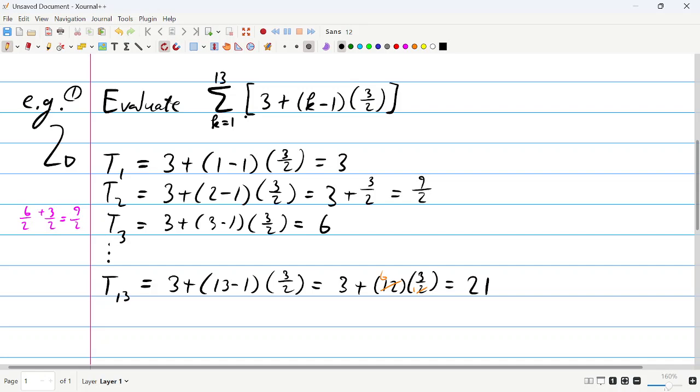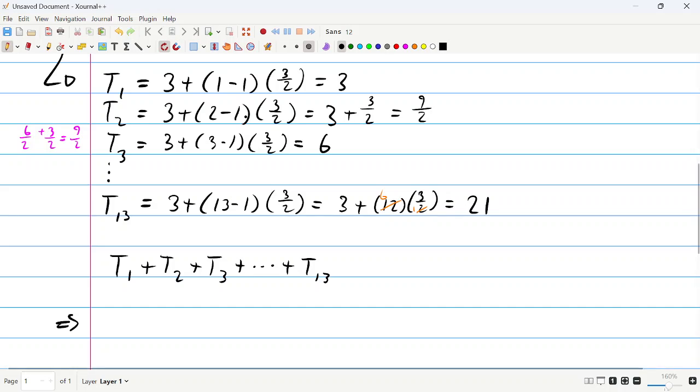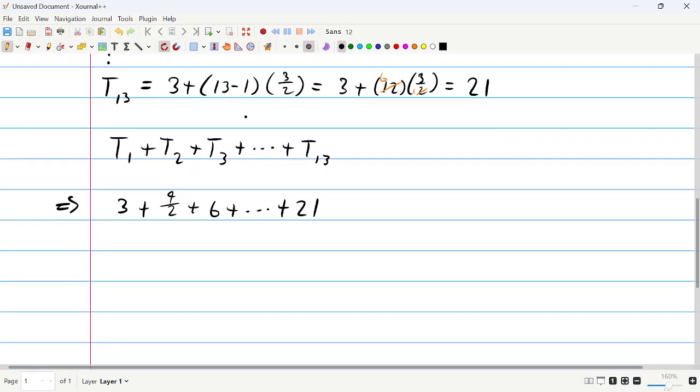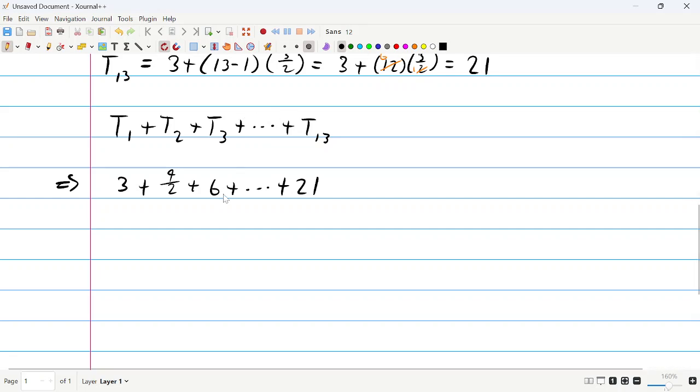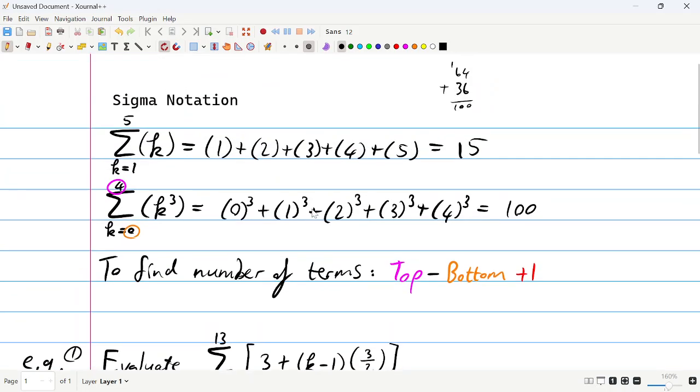So therefore, the series will look like this. It'll just be T1 plus T2 plus T3 plus dot dot dot all the way to T13 in this case, which essentially tells us that we are going to have 3 plus 9 over 2 plus 6 plus dot dot dot all the way to 21. And you can see we stop at 21. So here's our series now, okay? We just formed the series from our sigma notation. How cool is that? Using what we learned here.